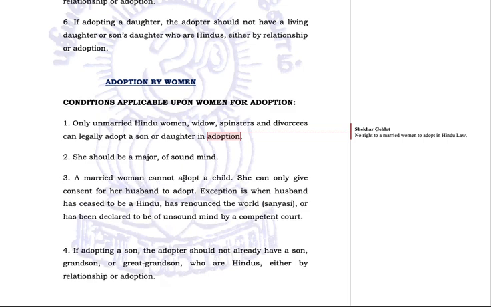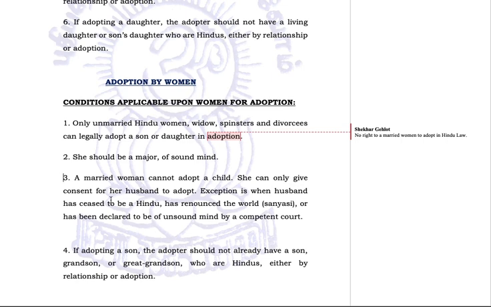A married woman cannot adopt a child. She can only give consent for her husband to adopt. If she wants to adopt, she has to adopt through her husband. Her husband will have to give consent and start the adoption process. Then only a child could be adopted. She herself is incapable of taking adoption.